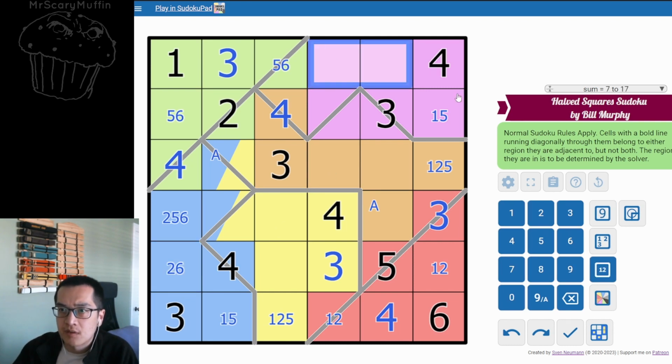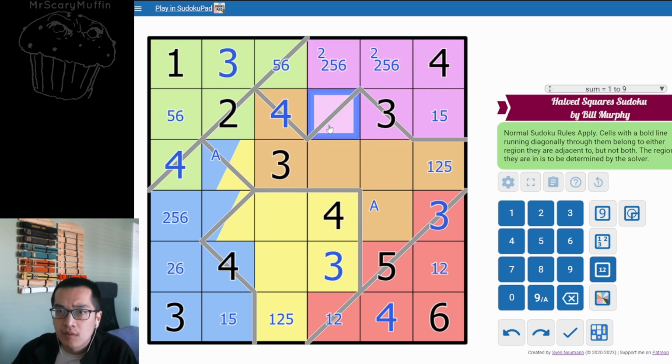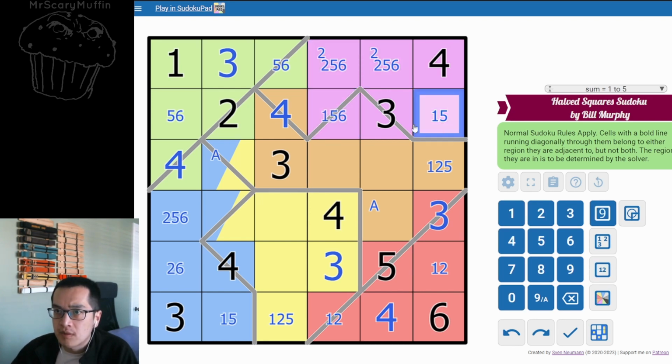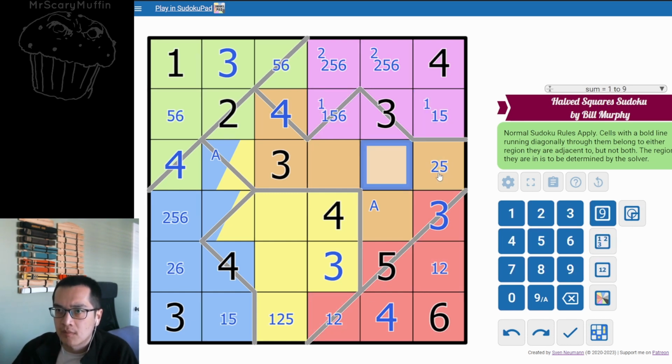5, 6, and a 2, one of which must be a 2. This is a 1, 5, or 6. One of these is a 1. We've got an X-wing on 1s here, so this cannot be a 1 anymore. The 1 must be in here somewhere. What do we have here?